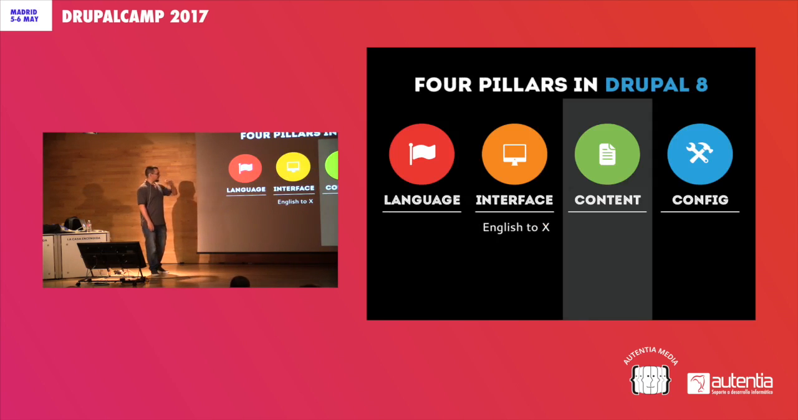So this is about the interface translation module APIs, and it allows you to translate your interface strings from English to any other language. So as you see, as in Drupal 7, when you are coding, your strings should be in English.